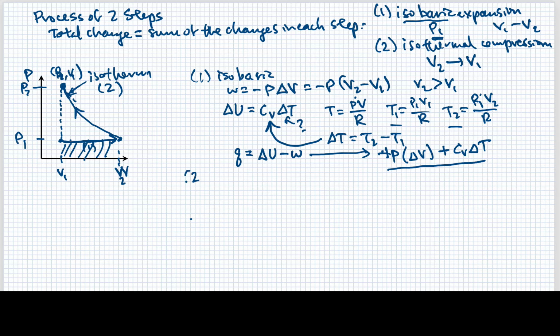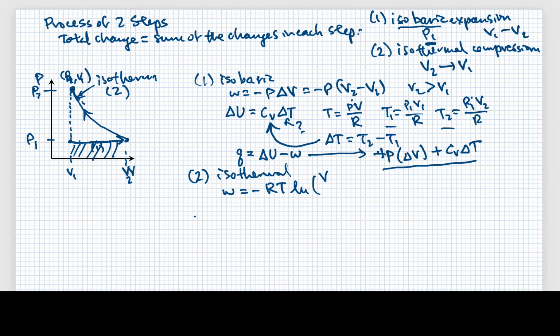What about the second step? Second step is isothermal. It is a compression. Okay, on the previous page we already calculated what the work is. The work is minus RT log of the final volume over the initial volume. In this case the final volume is V1 and the initial volume is V2. All right, what do I know about an isothermal process? I also know that delta U is equal to 0. So that being the case, Q is going to equal negative W. So this up here is equal to negative Q.